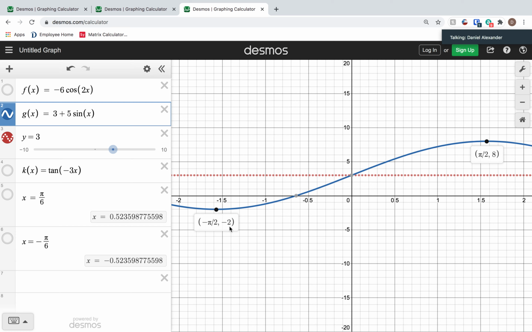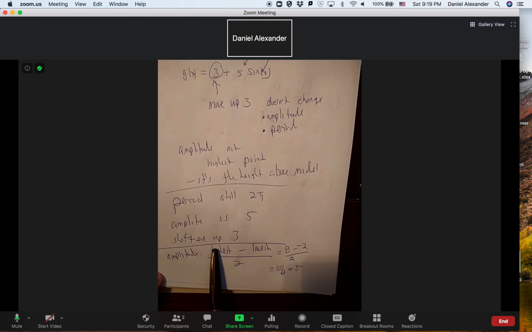The highest here was 8, as we saw. The lowest is minus 2, as we saw in the graph. Then we divide by 2. 10 over 2 is 5. So let me go through that again so you can see it. Amplitude: highest minus the lowest. Our highest was 8. Minus minus 2, so it's plus. That's 10 over 2, which is 5.